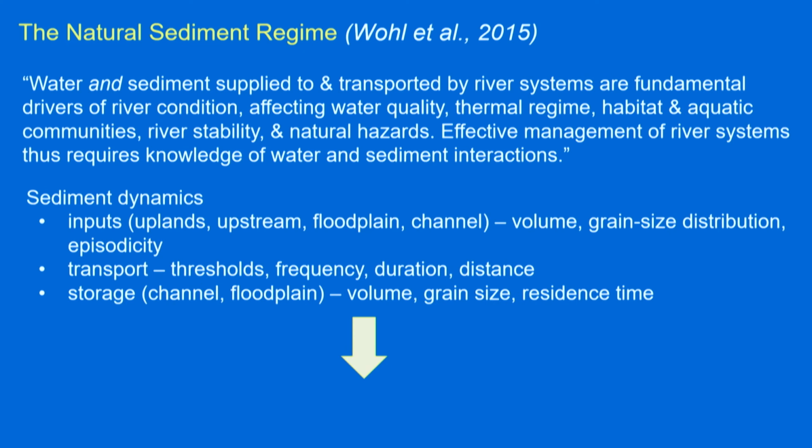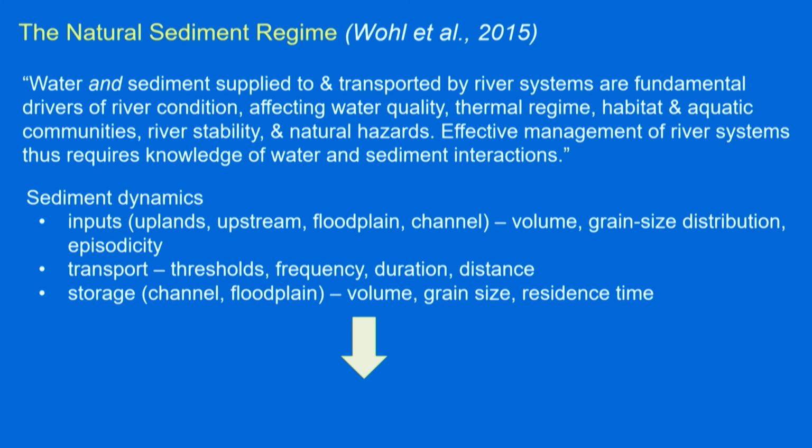And we, instead of the 5 factors that Poff and others had for the natural flow regime, we had these 3 aspects of sediment dynamics. Inputs is sediment coming into the river corridor, again, from uplands or upstream. How much? What's the grain size distribution? How frequently is it coming in at a low amount all the time? Or if you're in the mountains, maybe it's dominated by debris flows and landslides after a wildfire.